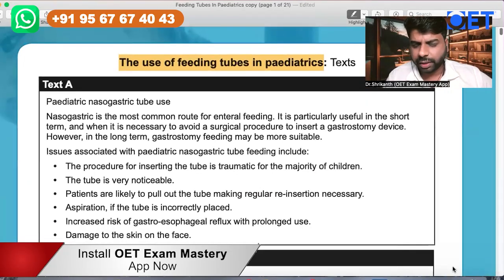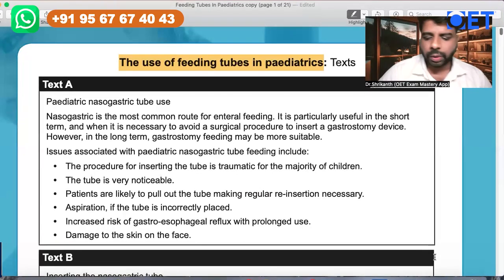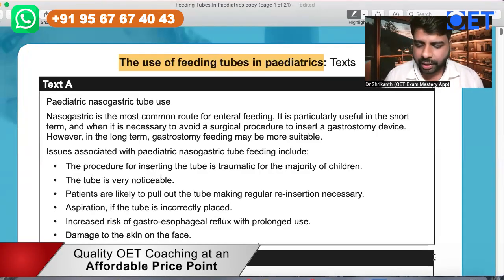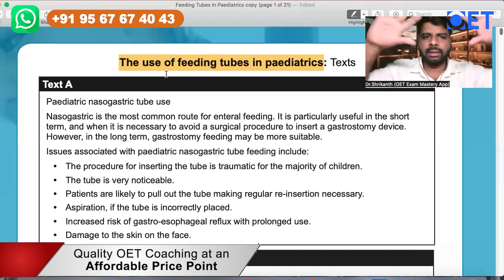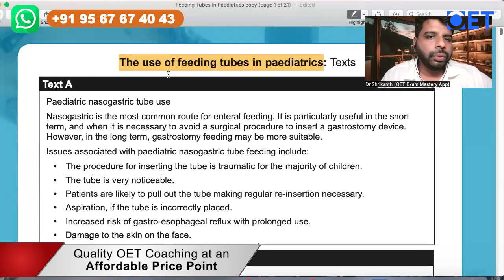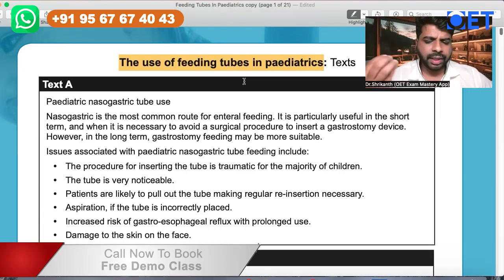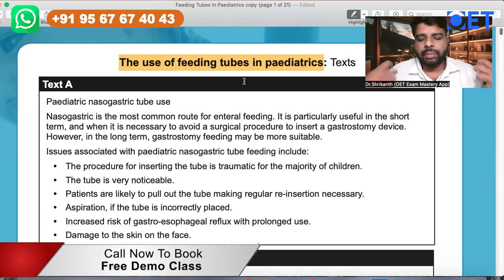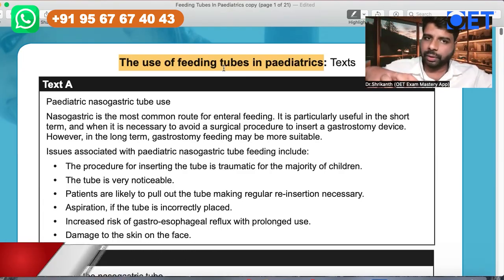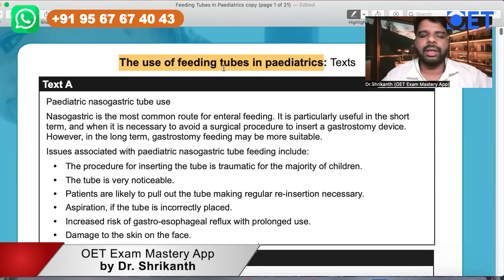Now, as you can see over here, this is OET Reading Part A. Okay, so those who are relatively new to the OET preparation, you will be getting one main topic over here. The main topic over here is the use of feeding tubes in pediatrics. Pediatrics are children, infants, babies. And when it comes to feeding them, we use feeding tubes. So the entire Part A text is related to the usage of feeding tubes in the pediatric population.